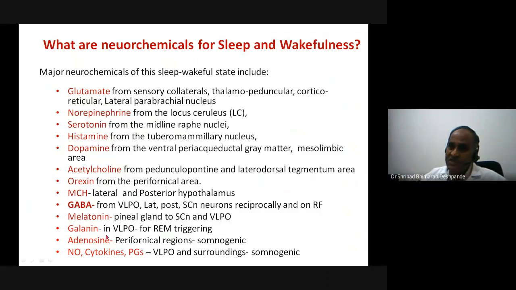Galanin is coming from the VLPO area, and it has been said that it is a REM triggering chemical. Not only this, MCH is also one of the candidates there. Then we have the adenosine molecule, and this is coming from the perifornical area. This is also somnogenic. Then we have other chemicals like nitric oxide, cytokines, and the prostaglandins. They all accumulate surrounding the VLPO, and they all produce somnogenic effects.